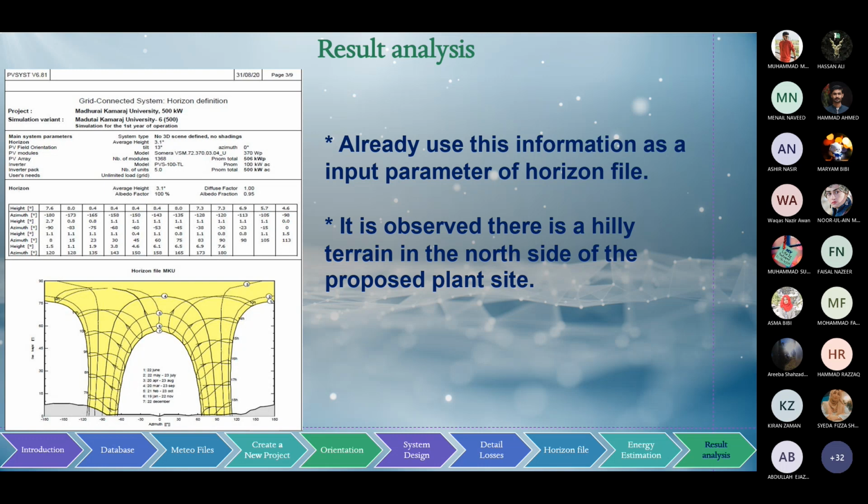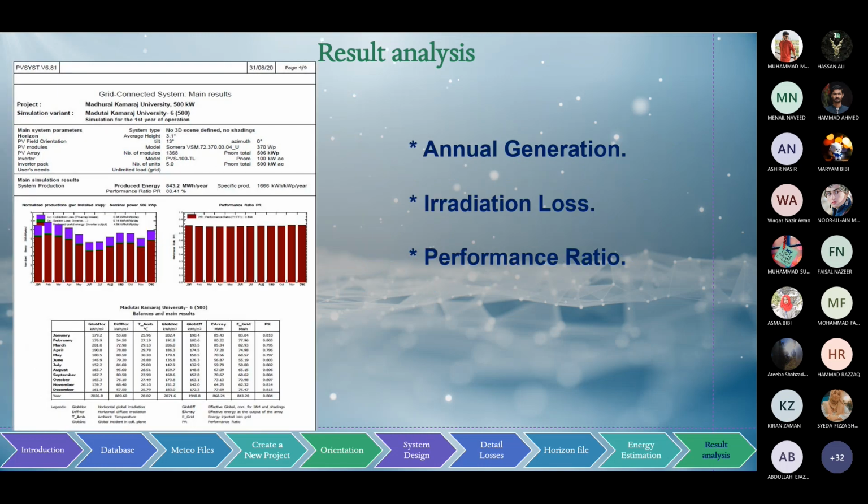In the report, finally, the PVsyst software has the annual generation, how much energy is generated month wise, and what the irradiation losses and other losses are, in graphical as well as tabular form. We will get the month wise performance ratio, the month wise energy injected into the grid, and all the parameters.